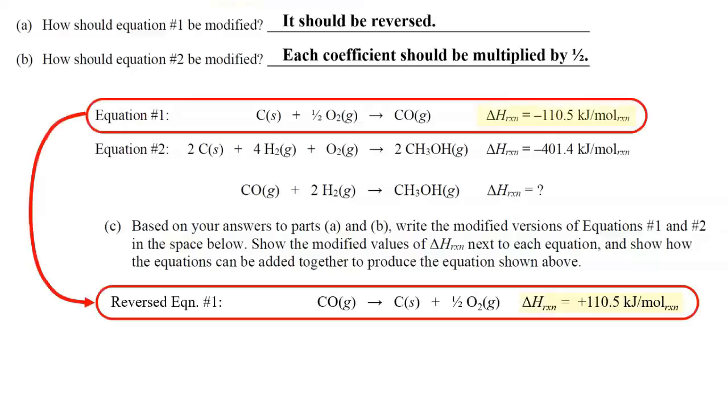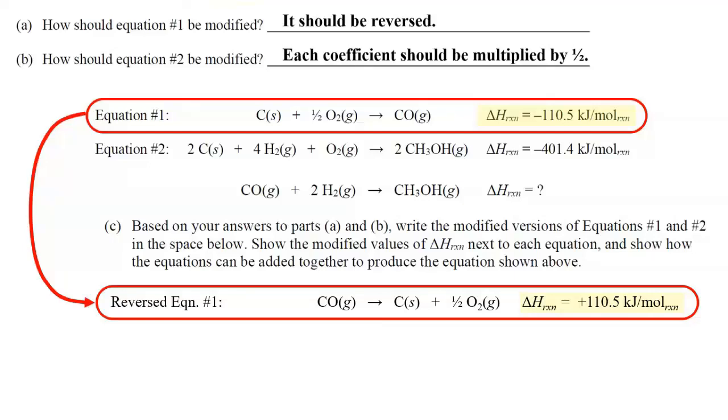So reversing equation number 1 means that now it's going to be carbon monoxide on the left, and then carbon plus 1/2 O2 on the right. So I flipped it around, and notice that I changed the sign of delta H. It was negative 110.5. It has the same magnitude, but a positive sign. So it's positive 110.5 kilojoules per mole of reaction.